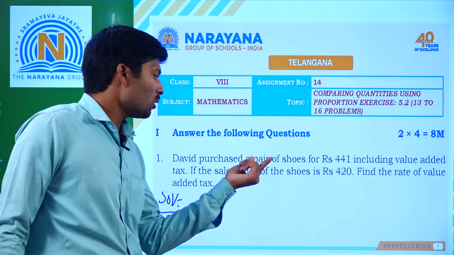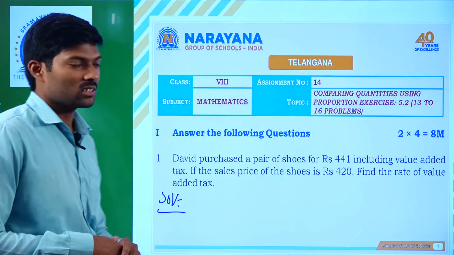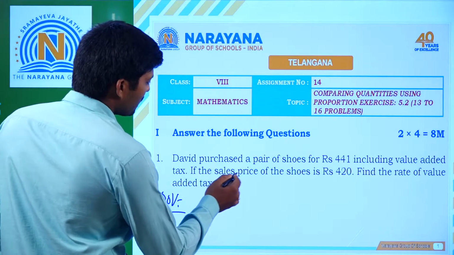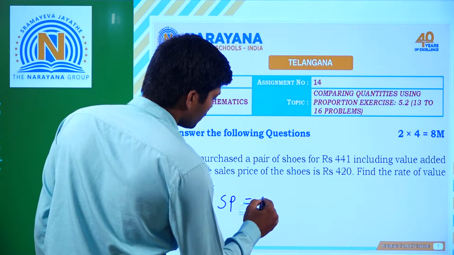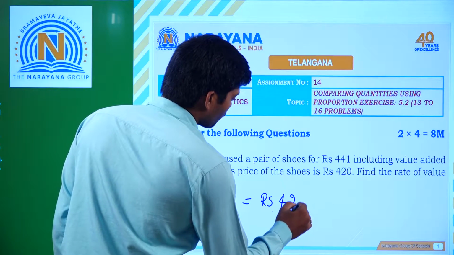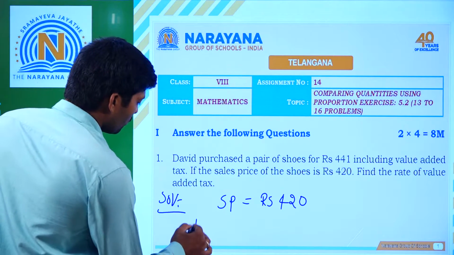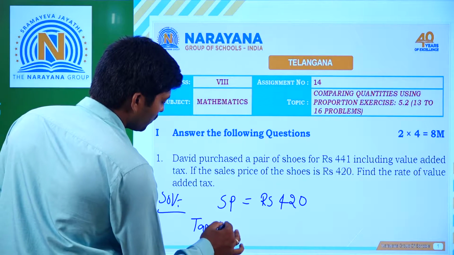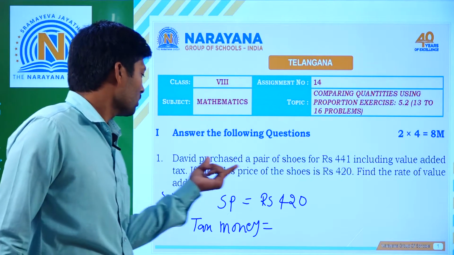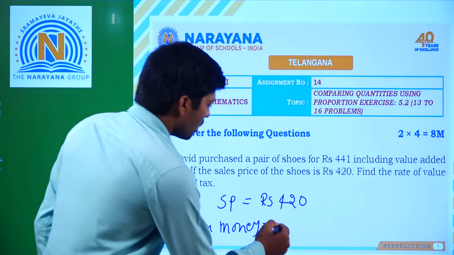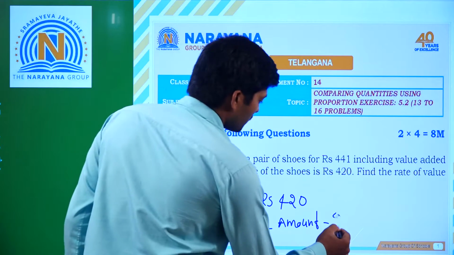David purchased a pair of shoes for 441 including value added tax. So, what is the selling price? If the sales price of the shoes is 420, I can take selling price SP is equal to 420 rupees. So, what is the tax amount? If you want to find the tax amount, how much tax we have to pay, the tax amount is equal to the total amount David paid for the shoes minus the selling price, that is SP.